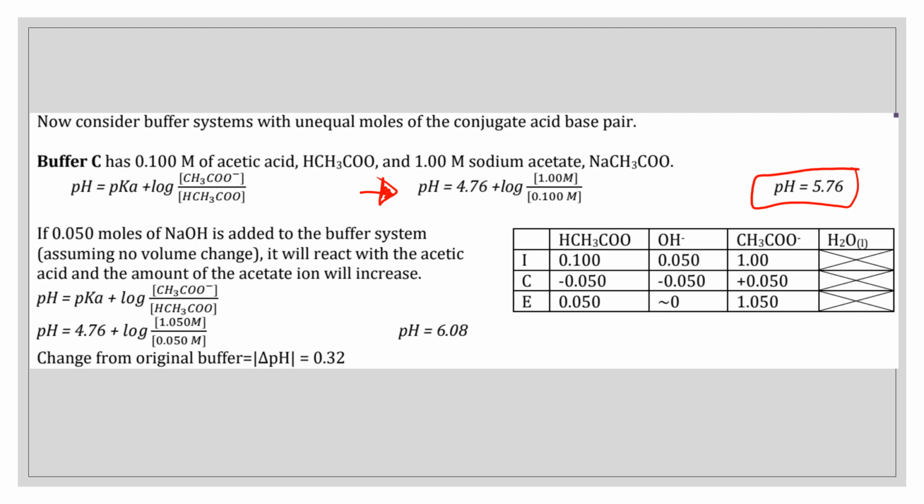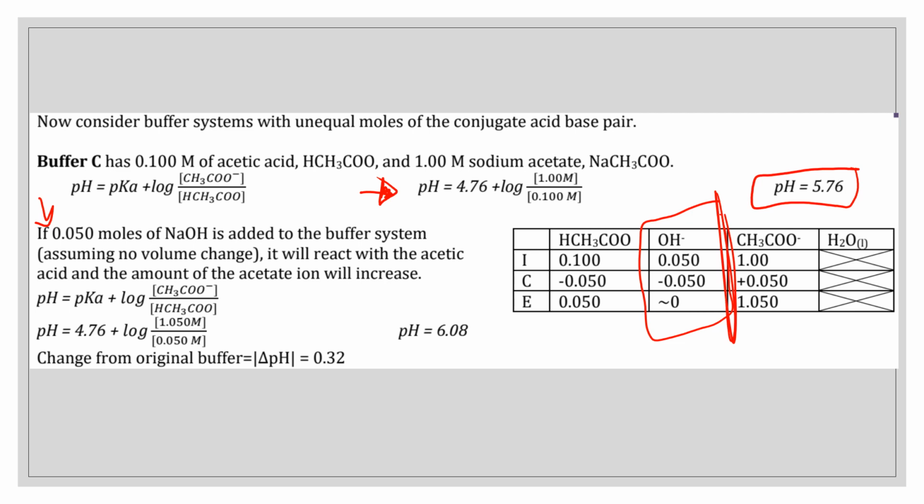Same process, if I'm adding 0.050 moles of NaOH, notice how it changes here. It decreases down to 0 again, similar concept. The concentrations are affected here. So my 0.1 molar drops down to 0.050 molar acetic acid, and my conjugate base will increase, because it's the same over here, will increase to 1.050.